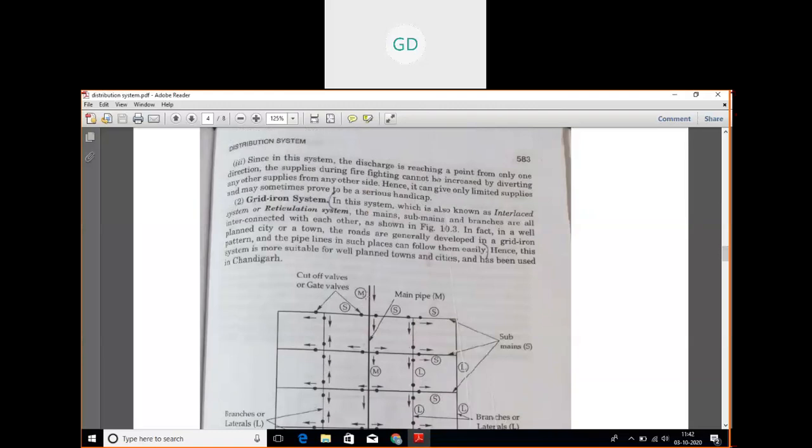You see what is written. In fact, in a well-planned city or town, the roads are generally developed in a grid iron pattern, and the pipelines in such places can follow them easily. So this system is for a developed city or a developed town.